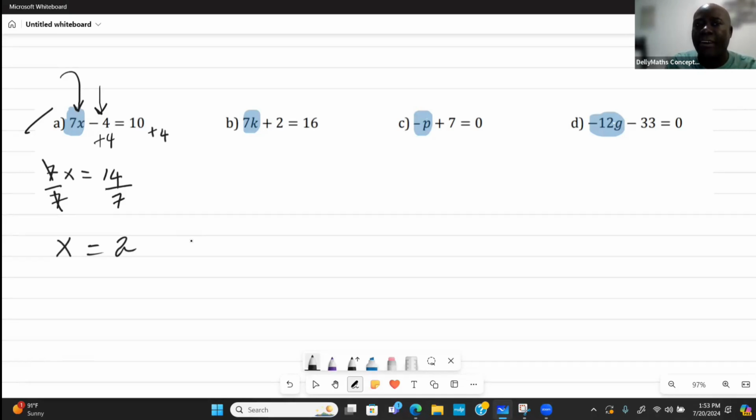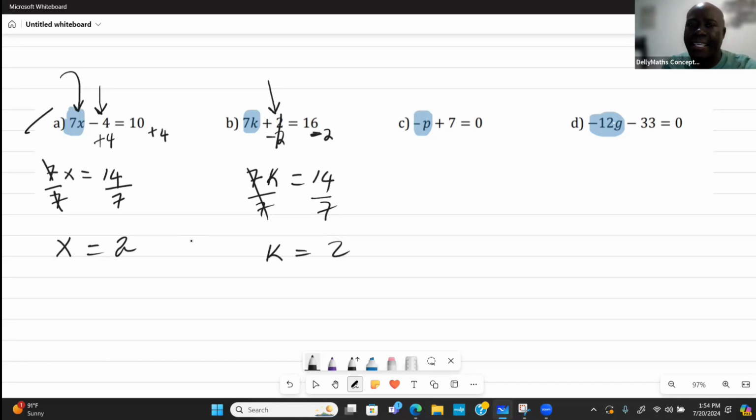It's a similar case. I have 7k plus 2 is equal to 16. The intention is that I'm going to get rid of this positive 2 by subtracting 2, balancing the equation by subtracting 2 from the other side. Then I'm going to rewrite what I have. So this 2 subtract 2 is gone. So I'm left with 7k. 16 minus 2 here is equal to 14. Then I'm going to divide by 7. So as you could see, k is equal to 2.